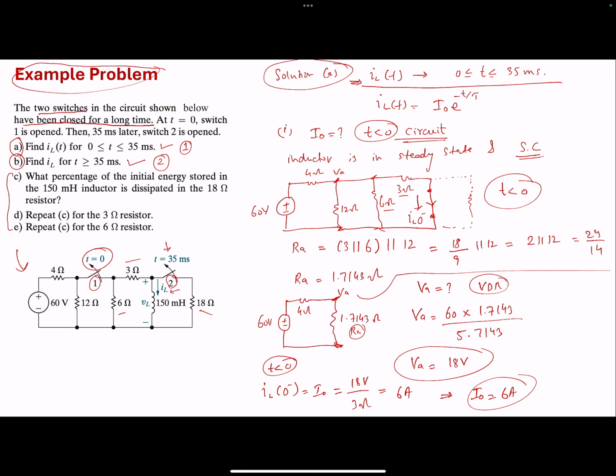I know that in order to find the inductor current in a natural response, I need to find the time constant. I usually find the time constant after the switching event, so we have to redraw the circuit. Let's redraw the circuit after the switching event. If this switch gets opened, we are looking at this part of the circuit now.